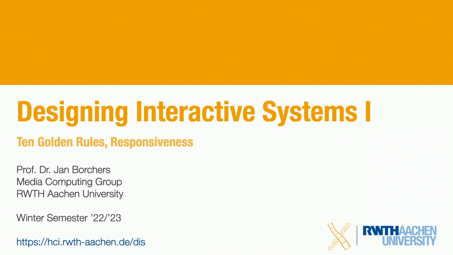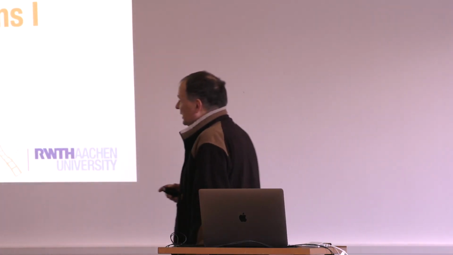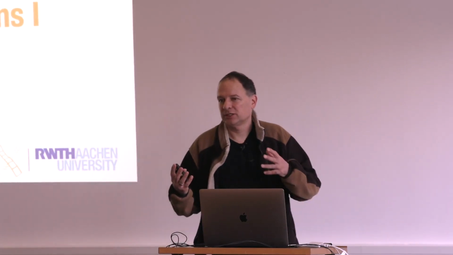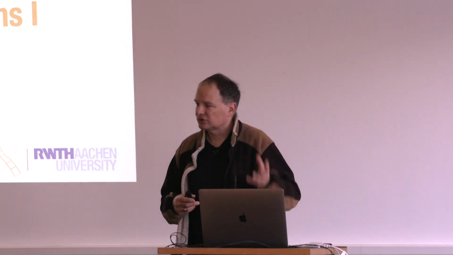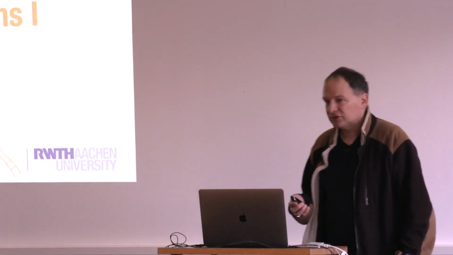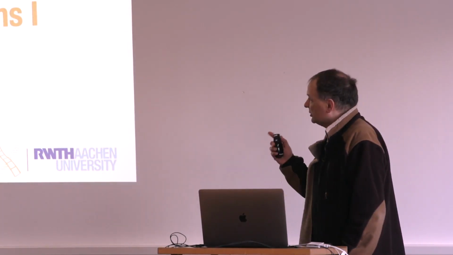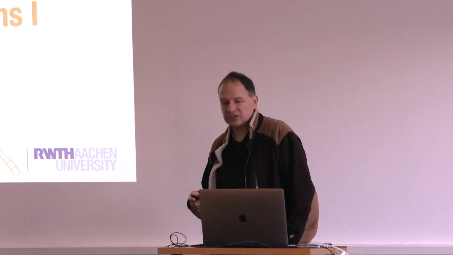Good morning, everybody. Welcome back to DIS1, where we're rapidly approaching the end of this class and this semester. Today, we're going to talk about 10 golden rules, which are a collection of heuristics. They are a very simple example of the kind of questions or criteria you could use in heuristic evaluation, which you will remember was one of the techniques you can do without actually involving users, where you just go through an interface and check certain criteria. And then we're also going to talk a little bit about responsiveness in interactive systems.